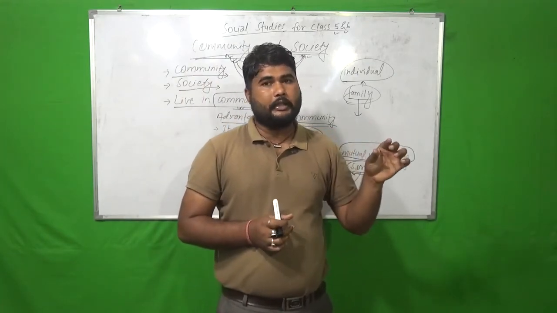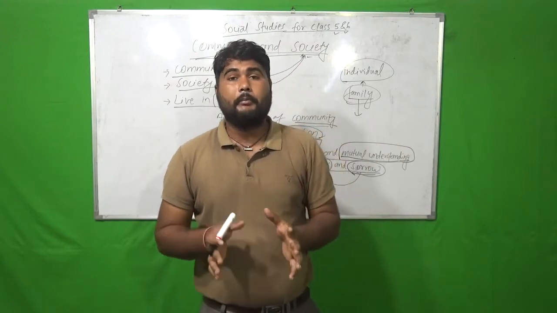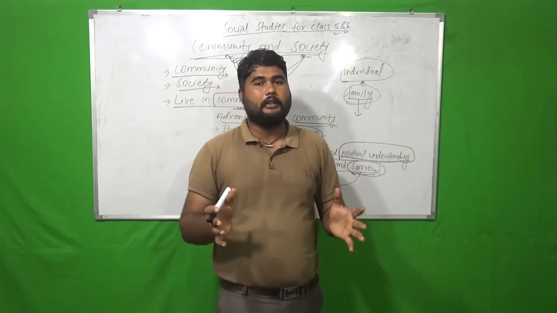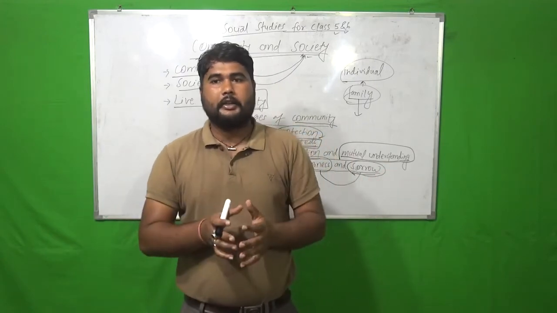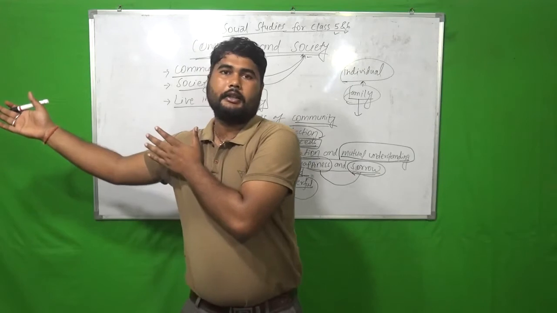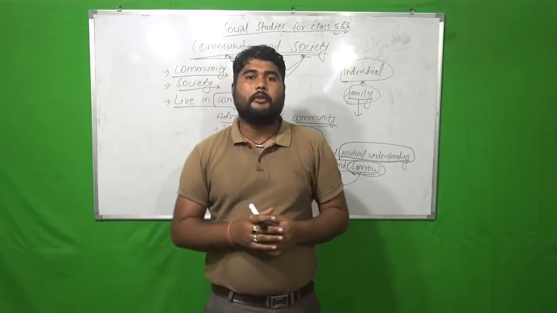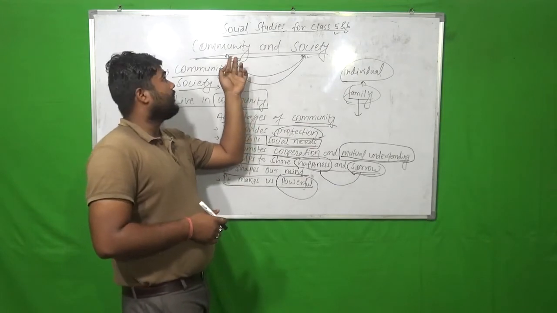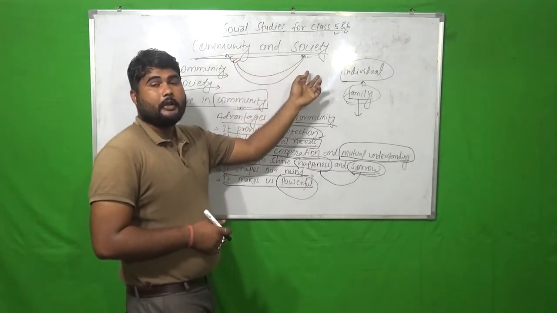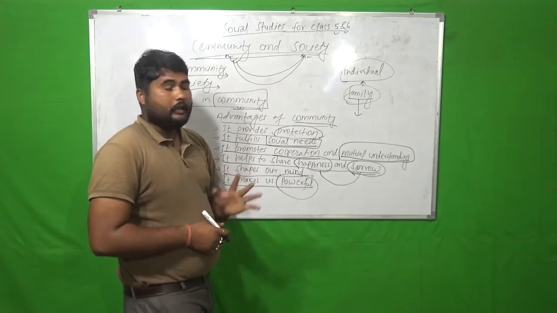A group of individuals makes a family. When the number of members becomes bigger in the family, what happens? They can't exist at the same place. That is why the number of families increases. With the increase in the number of families, there is a formation of community, and with the increase in the number of communities, there is a formation of society.